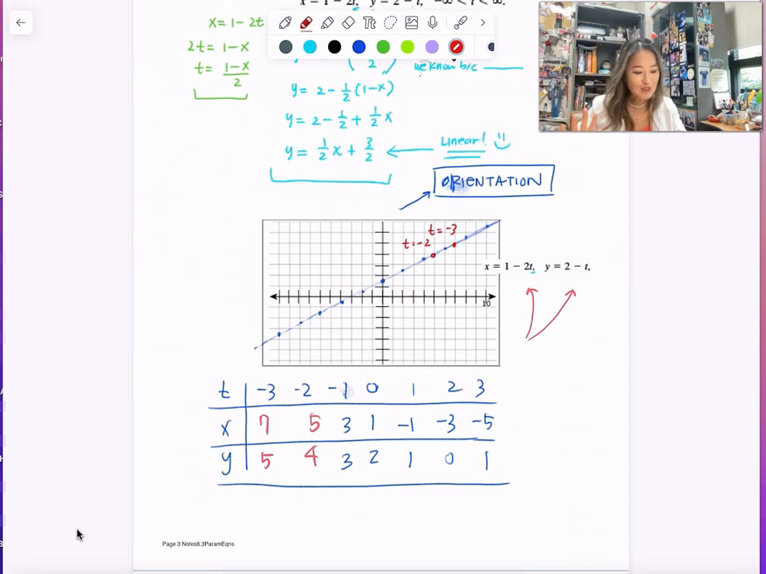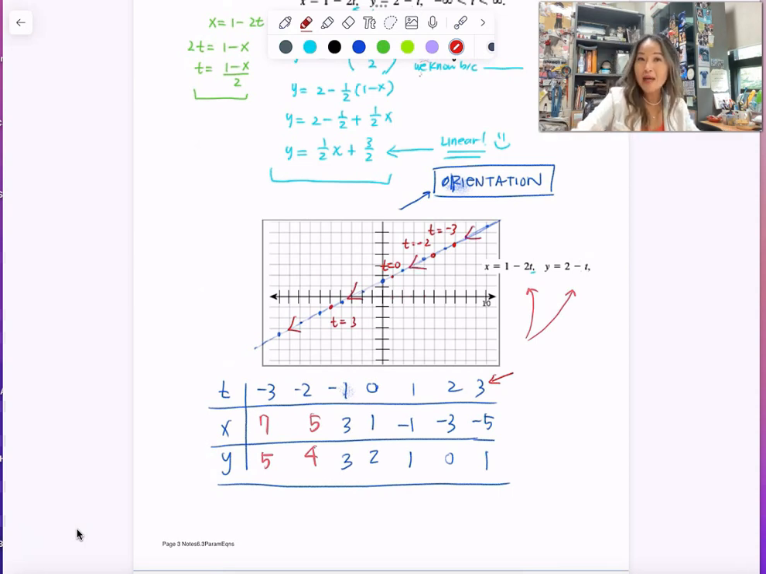But just in case, let's check another one. Let's just check a random one. 0. 0 is 1, 2. 0, 1, 2. That's when T is 0. Let's try 3. Let's try the last one. -5, -1, 2, 3, 4, 5, and 1. Oh, that's when T equals 3. So you see this graph is traveling this way.